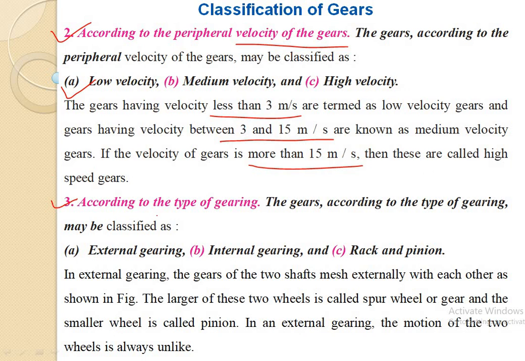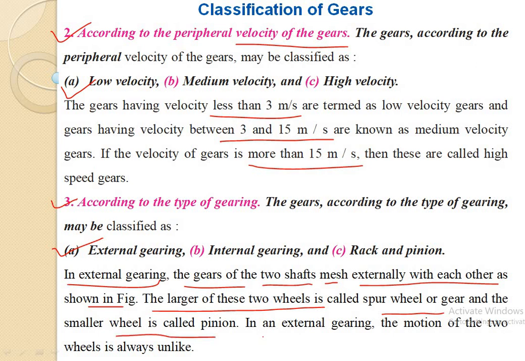Now depending upon the type of gearing, the first sub classification is external gearing. In external gearing, the gears are engaged externally, that's why these are known as external gearing. The teeth of the gears of the two shafts mesh externally with each other, as shown in the diagram. The larger of these two wheels is called the spur wheel or gear, and the smaller wheel is called the pinion, meaning gear and pinion, driver and follower.